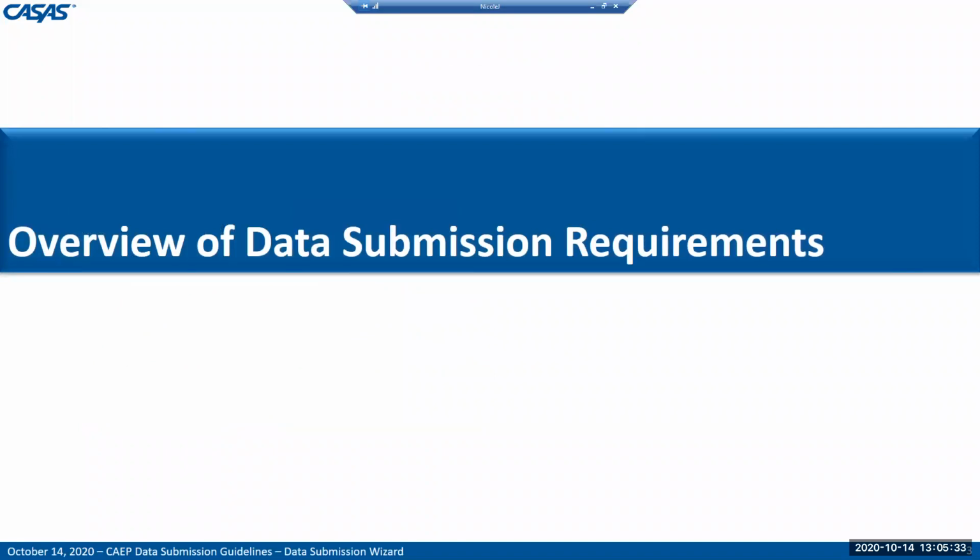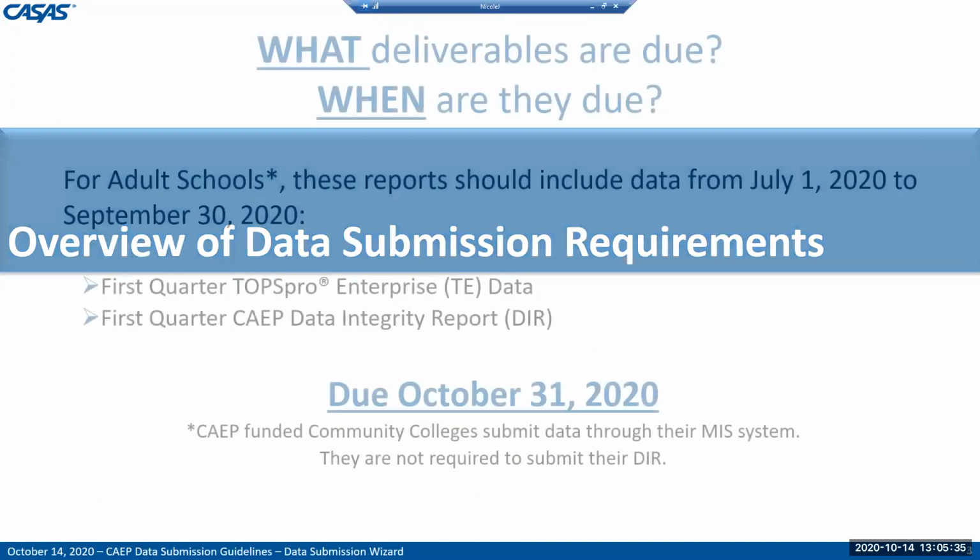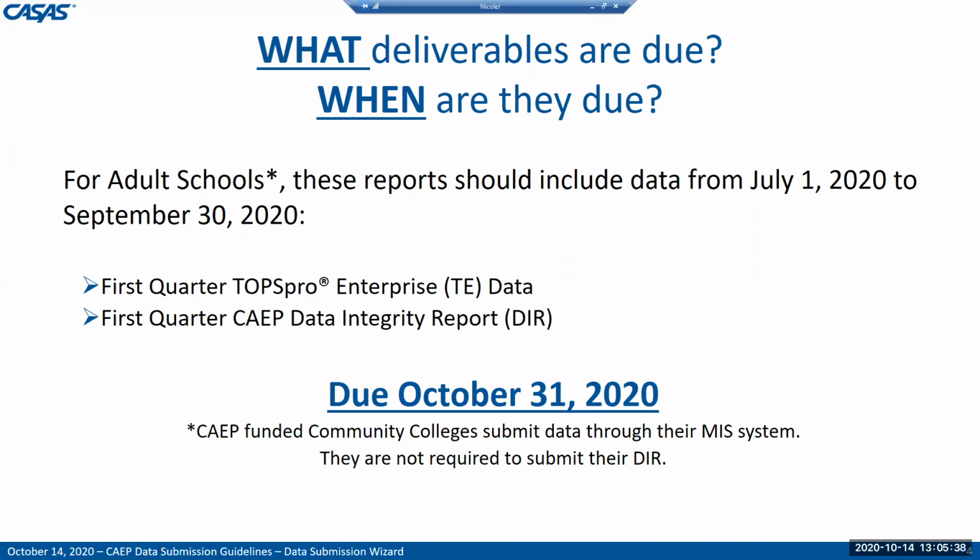So first section, an overview of the data submission requirements. Quickly, what deliverables are due and when they are due. For adult schools, and I put that little star for adult schools, agencies are required to submit their first quarter TopsPro Enterprise data and then their first quarter CAEP data integrity report. And data integrity report, for those who are new, we like to say is the DIR. So you'll hear me use that acronym. Now, this is due October 31st, 2020.